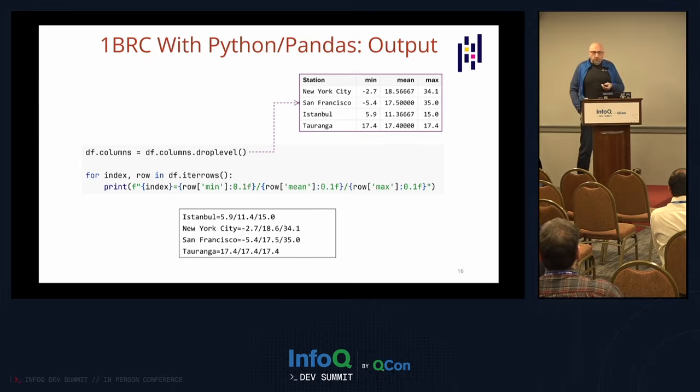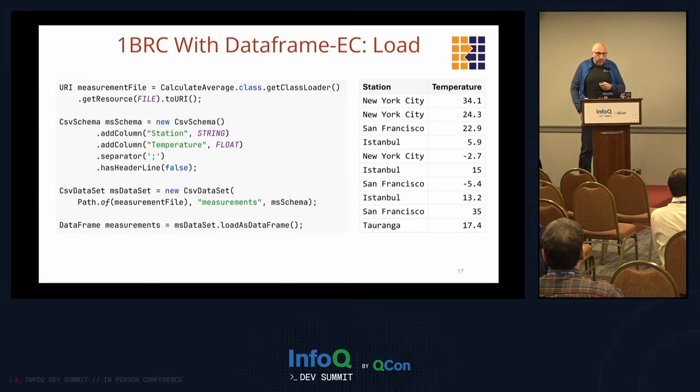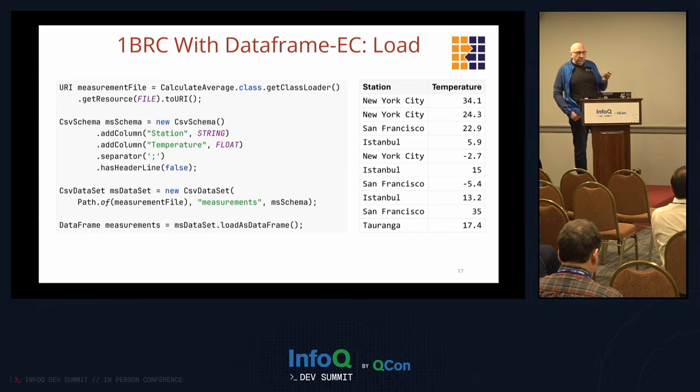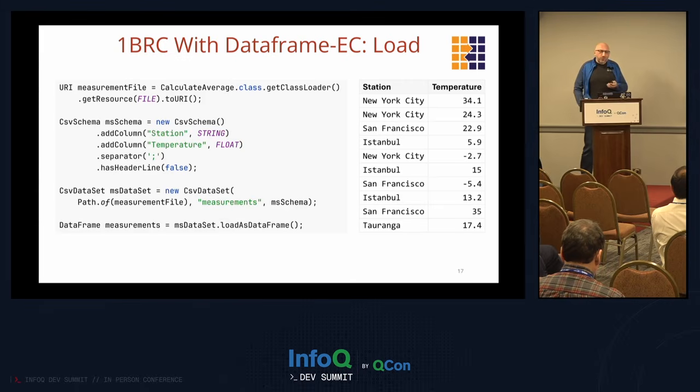So let's look at the Java examples. We'll start with DataFrame-EC. The first thing we do, we get the file location, then we define the schema. Unfortunately, I think, although it's a controversial topic, we don't have named parameters in Java, but we use this builder pattern. So again, it's pretty straightforward, I think, to see what's happening here.